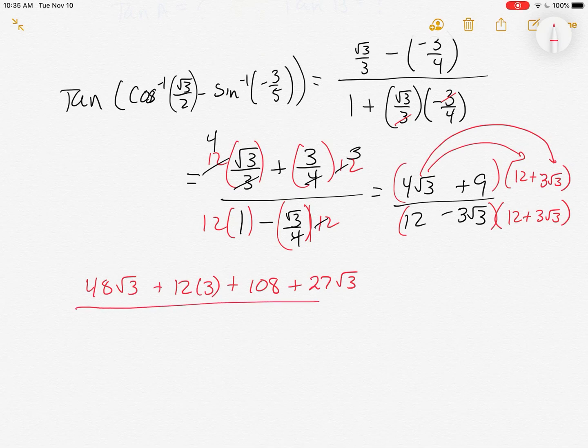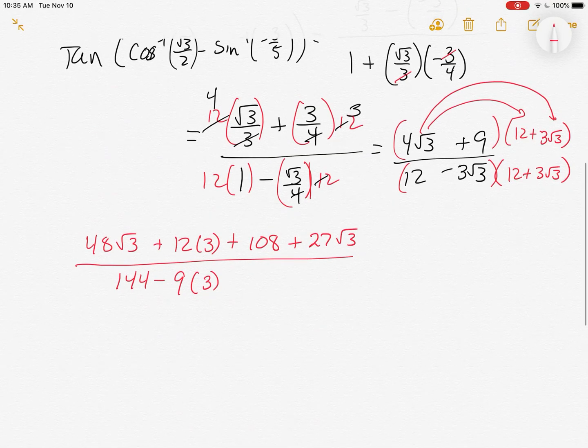Okay. And that's all over 12 times 12, which you know is 144. And then you know not to do any of the middle terms, so it's going to be minus 3 times 3 is 9. Root 3 times root 3 is 3. Okay. And so we end up with this mess. Well, let's clean it up. So we got 48 plus 27. And so we have 75 root 3's.